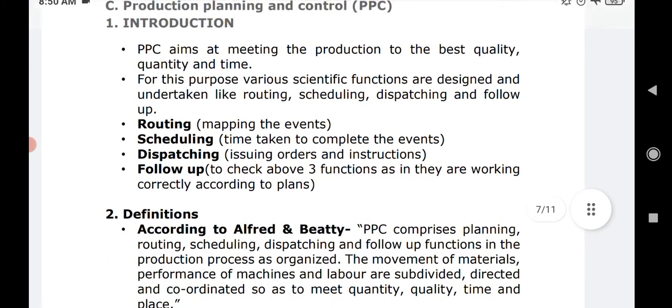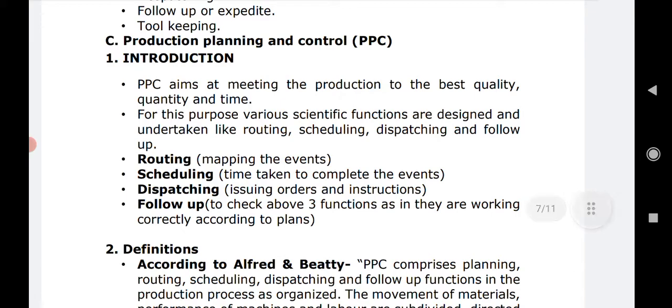Welcome to the subject of business management, and we are dealing with our last unit, that is all about the PPC, production planning and control. In the previous sessions, we have already dealt with production planning as a different function as well as production control. In today's session, we are going to see the PPC together. So what is the meaning of PPC, that we will see here.